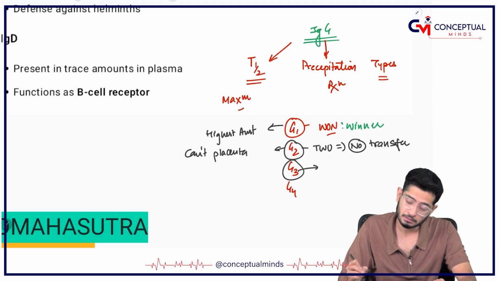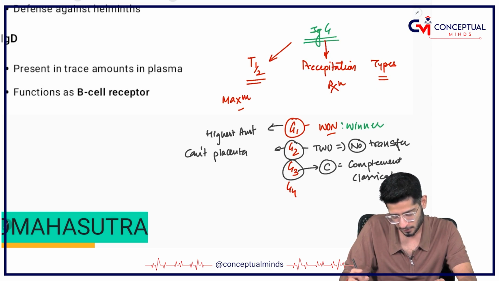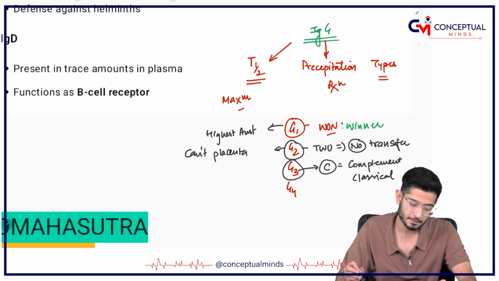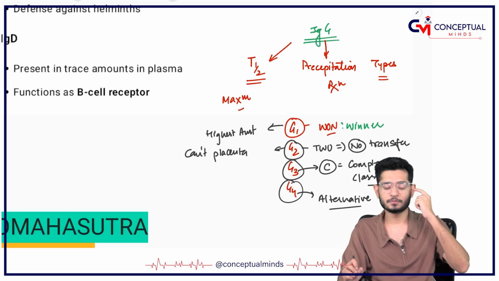G3. Now what is the third letter of the alphabet? This is C. So C means what? Complement activation. And which pathway? Classical pathway. As of now, just remember this, that it is responsible for activating the classical pathway, and 4 is activating the alternate pathway of the complement system. So they are actually the pathways of the complement system.